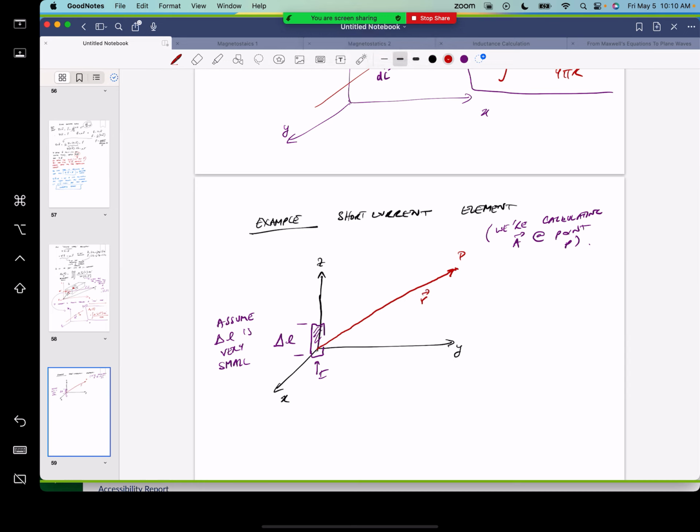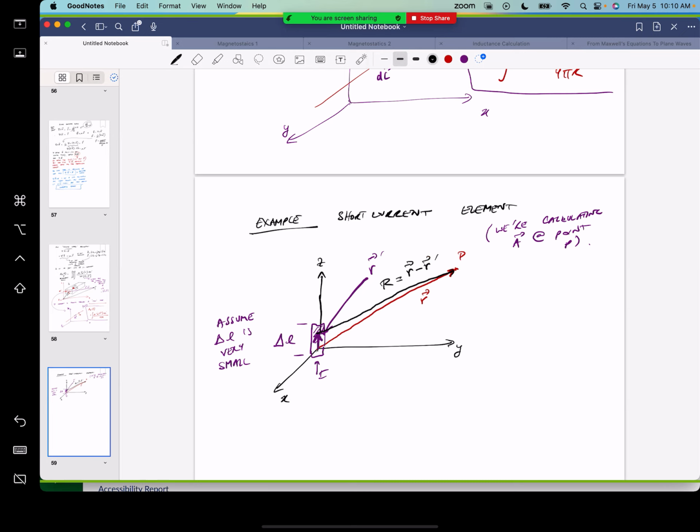And the vector saying where the current is at any point, I'm going to draw it here so it's hard to see. So that's R prime, the location of the current. And so the vector between this point of the current and this point P is R minus R prime.